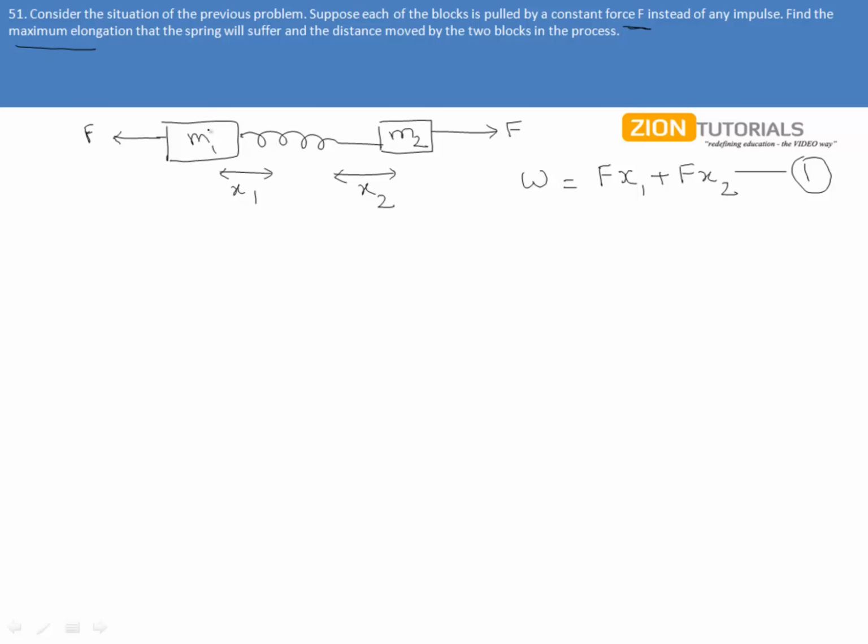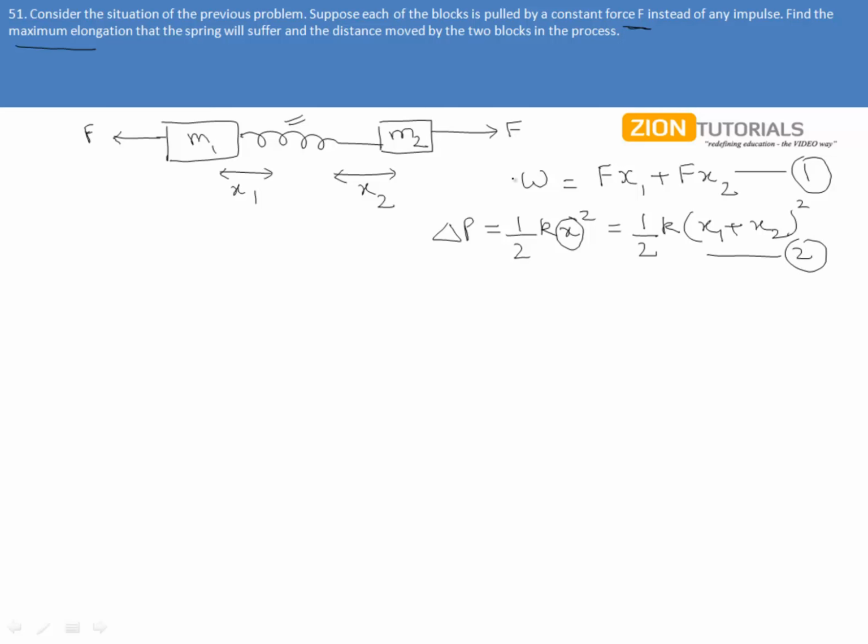Now when there is the maximum elongation, there will be only the spring energy. So I can write the change in the potential energy, which will be basically half k x square, and this is the total expansion, so that will be half k (x1 plus x2) whole square. Let us mark it as equation number 2.